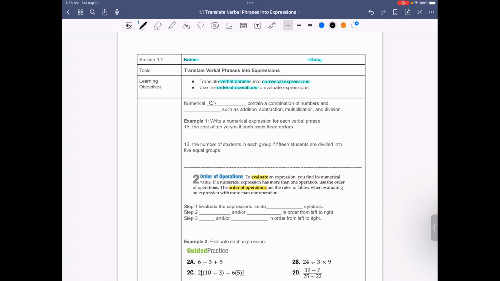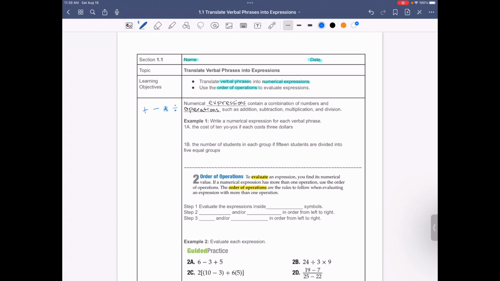Numerical expressions contain a combination of numbers and operations such as addition, subtraction, multiplication, and division. Since these are Cornell notes, in your notes section on the left side, you could put add, subtract, multiply, and sometimes we use a dot, sometimes we use an asterisk, and divide. And sometimes for divide, we'll use a fraction bar.